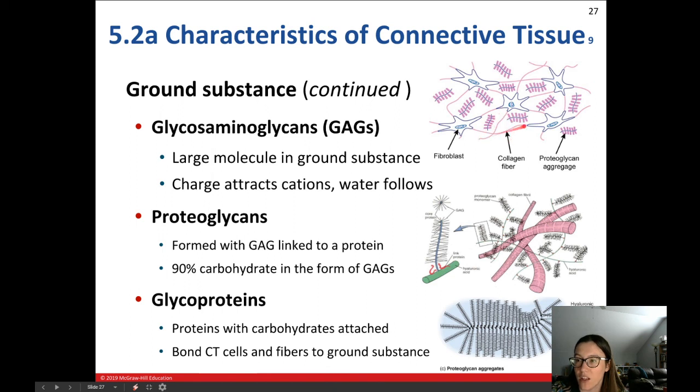So this is our collagen fibers, this is our cells, and then we've got some of our proteoglycans in between that are making up the ground substance. And here is the collagen, here's some more collagen, and then we've got some hyaluronic acid and proteoglycans over here that are going to be making up the ground substance. I'm not going to ask you too much about these, but I just wanted you to know a little bit about what makes up the ground substance.